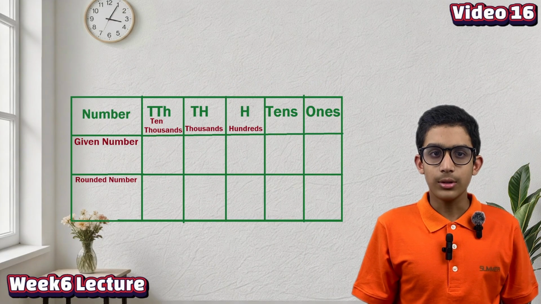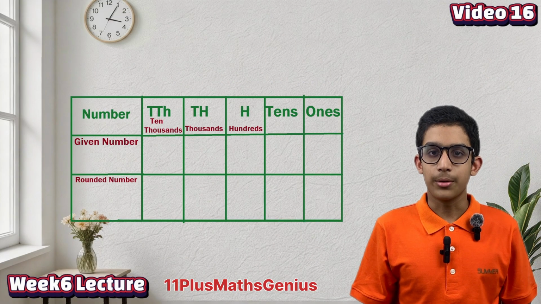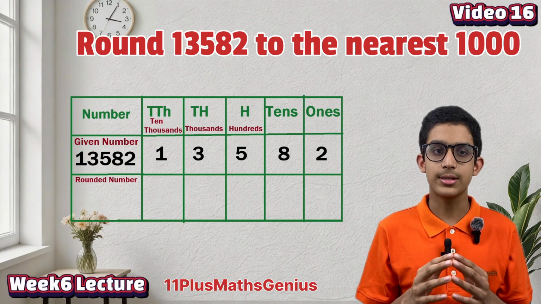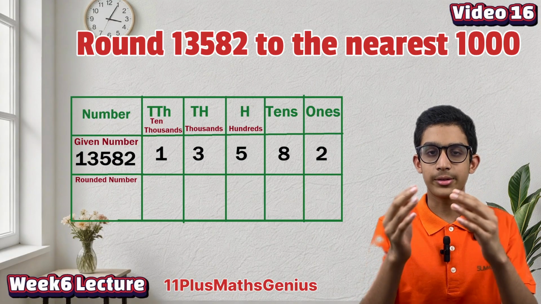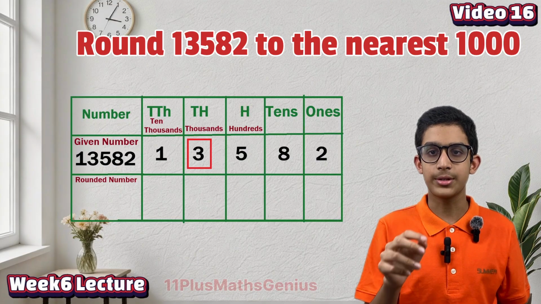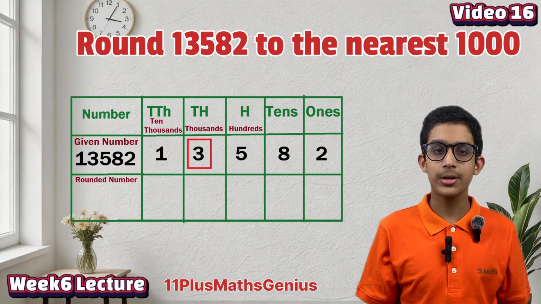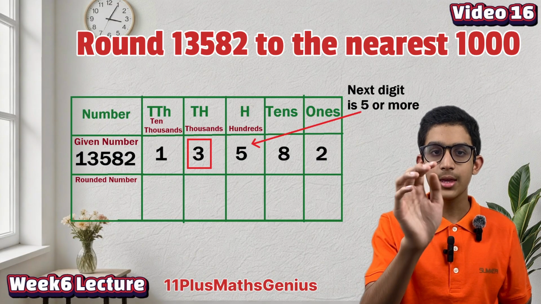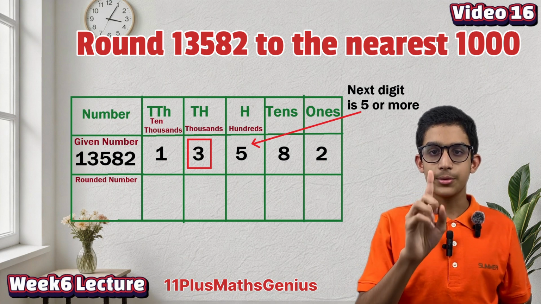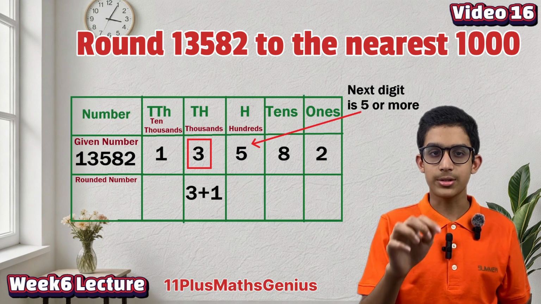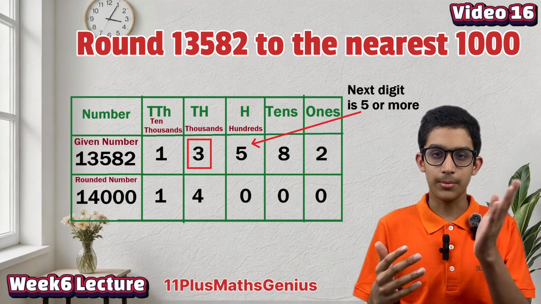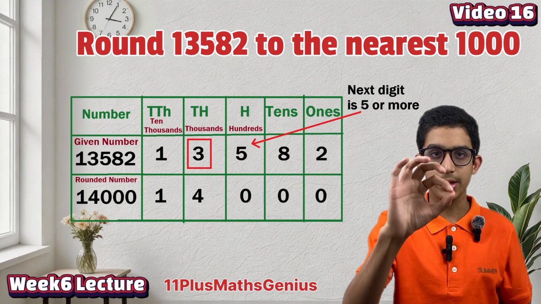The same rule applies to a bigger number. Example, round 13,582 to the nearest thousand. Here we have 3000 as rounding place value, and its right digit is 5. As the next digit is 5 or bigger, we will add 1 to the thousands position. When rounding is complete, we fill all the remaining positions with 0.